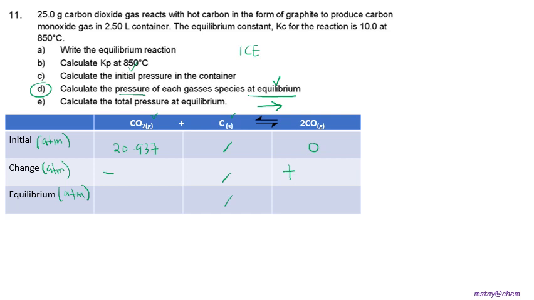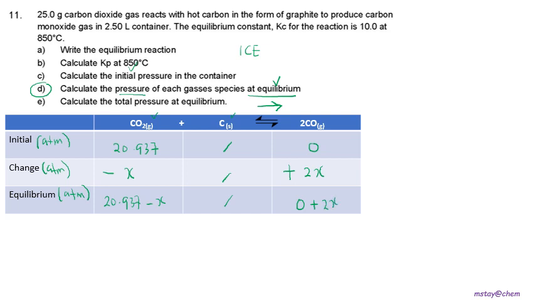So how much is the change? We have no idea. But then we know the ratio is 1 to 2. So that's why we are going to use minus x and plus 2x. When the reaction achieves equilibrium, the partial pressure for the carbon dioxide will become 20.937 minus x, while the pressure of carbon monoxide will be 0 plus 2x.